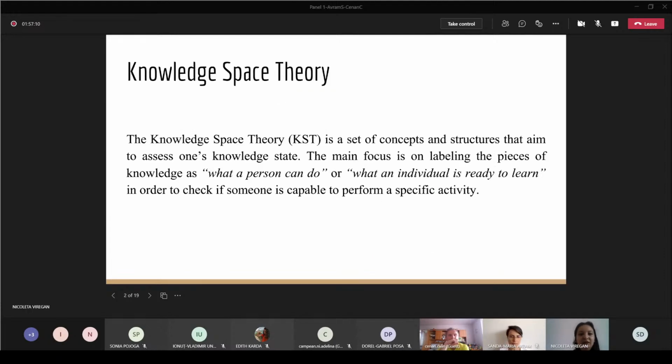The knowledge space theory is a set of concepts and structures that aim to assess one's knowledge state. The main focus is on labeling the information, what a person can do and what a person is ready to learn in order to check if someone is capable to perform a specific activity. Knowledge space theory intends to provide more efficient guidelines to the learner in order to master a new subject. In comparison to the common ranking method, this uses units of knowledge in order to create an evaluation scale for a specific ability.